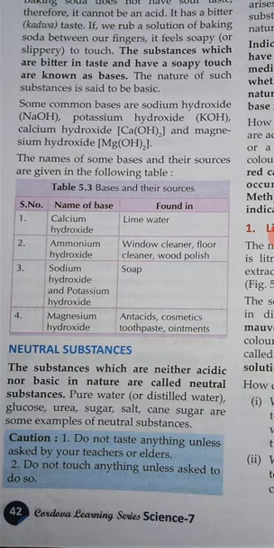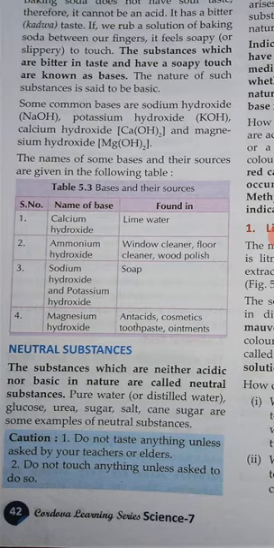Other than that, substances like glucose, sugar, salt, cane sugar, these are some other substances which are neutral. They are neither acidic nor basic. So these are the neutral substances.